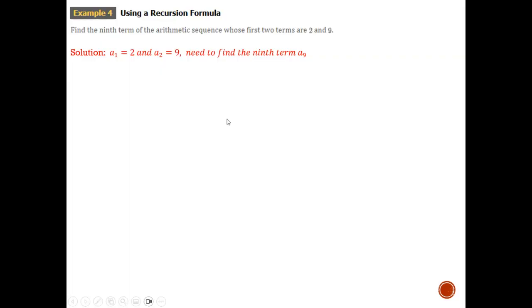Okay, so we have a recursion formula, but we want to find the ninth term of the arithmetic sequence. We have the first two terms, which are 2 and 9. How do we find the ninth term? Well, we have the two terms. It's arithmetic, so it's going to have a common difference. So we start there. The difference between 9 and 2 is 7. So I can start there.